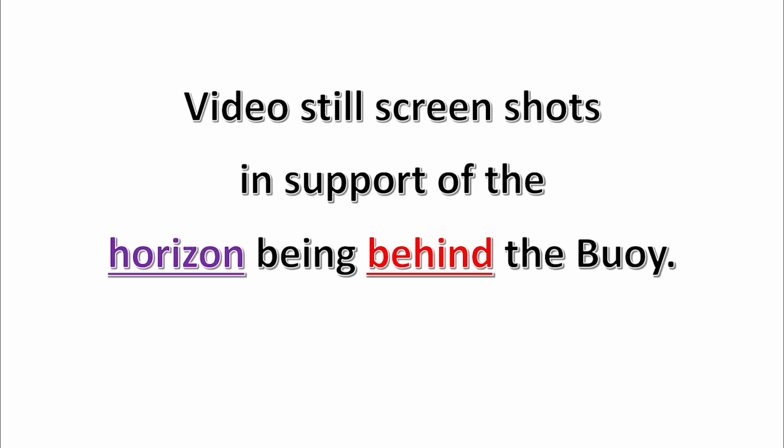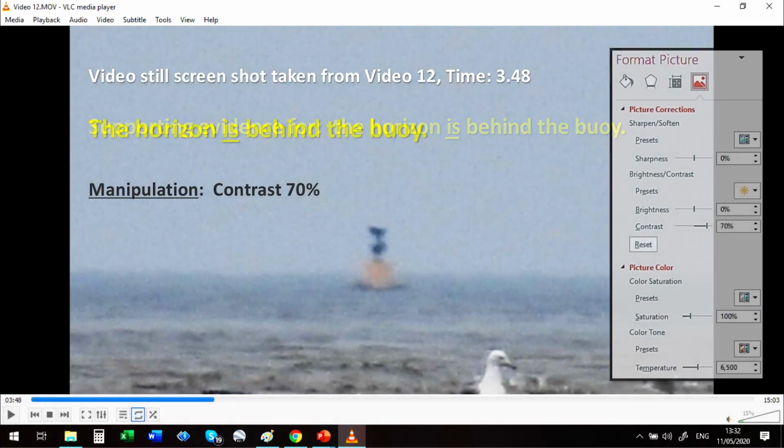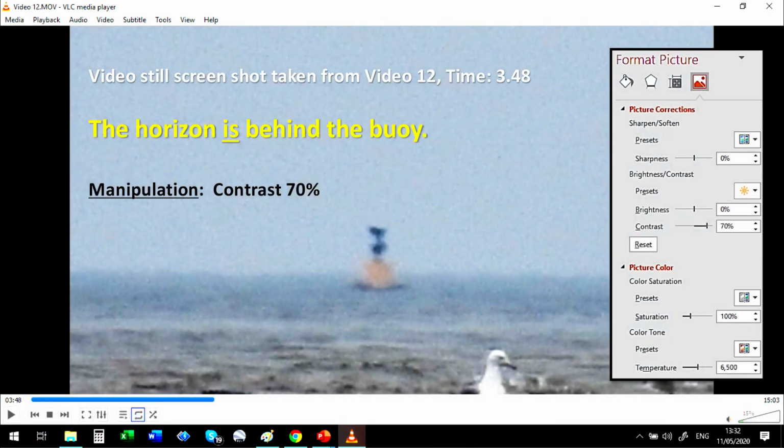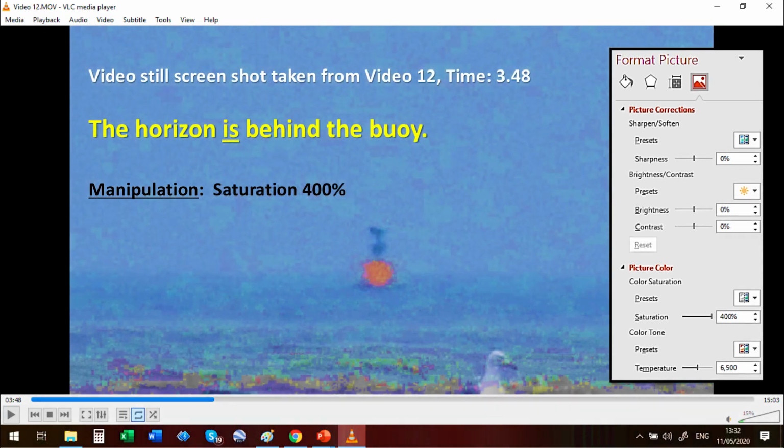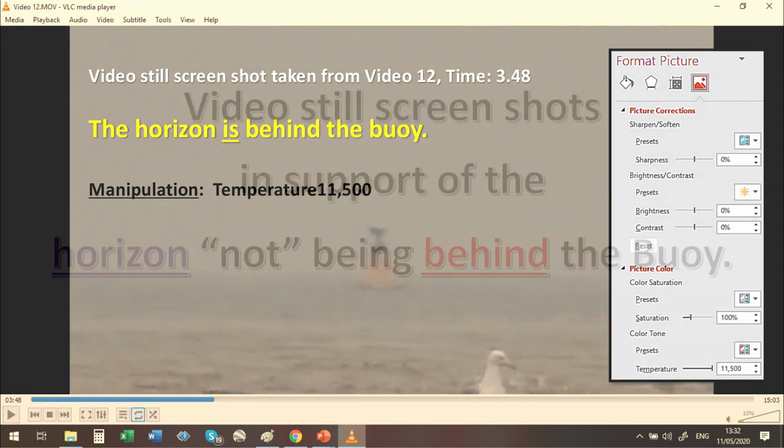Video still screenshots in support of the horizon being behind the buoy. Video still screenshot taken from video 12, time 3 minutes 48 seconds. Supporting evidence for the horizon is behind the buoy. The horizon is behind the buoy. Manipulation contrast 70%. The horizon is behind the buoy. Manipulation saturation 400%. Manipulation temperature 11,500. The horizon is behind the buoy.